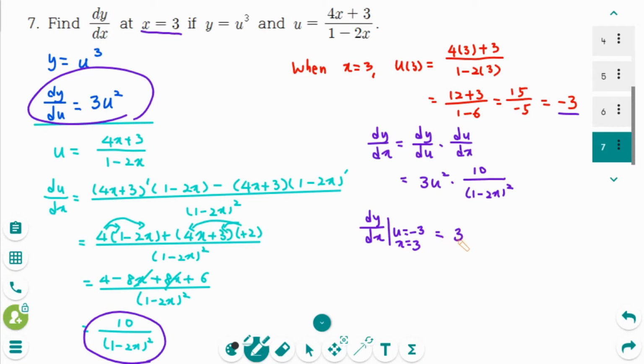So 3 times u squared times 10 over 1 minus 2 times x, where x equals 3, squared. 3 times 9 times 10 over 1 minus 6, which is minus 5 squared, equals 25. Then 5 times 2, 5 times 5. So 54 over 5.